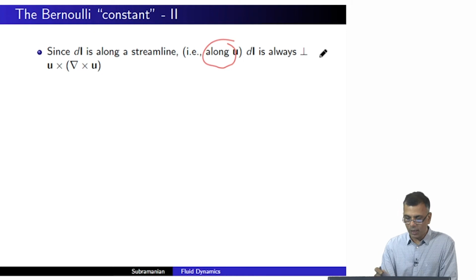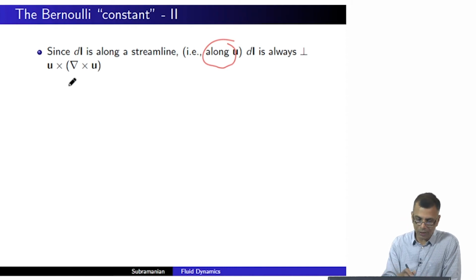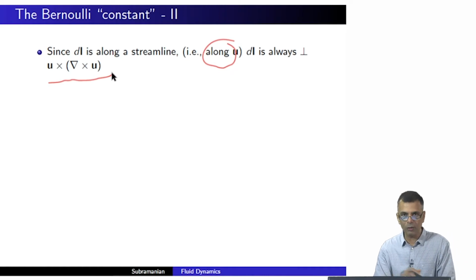Therefore, dl is always perpendicular to u cross curl of u. Why is that? Well, whatever direction the curl of u points in, you are crossing it with u, right? So this entire thing is always perpendicular to u. In other words, it is always perpendicular to dl.